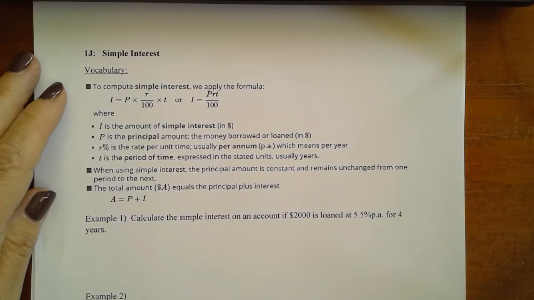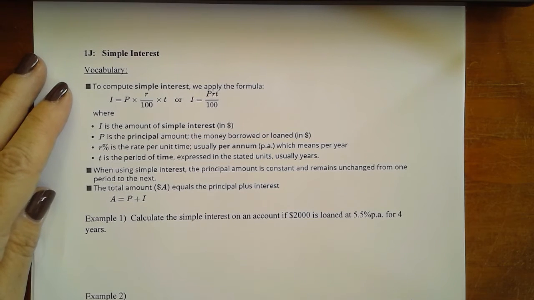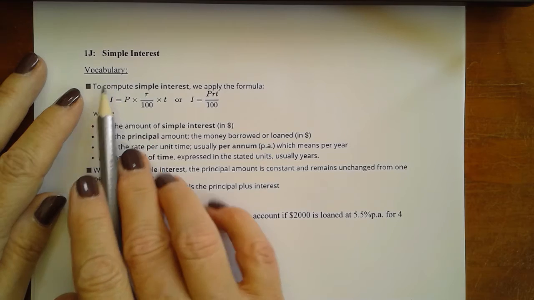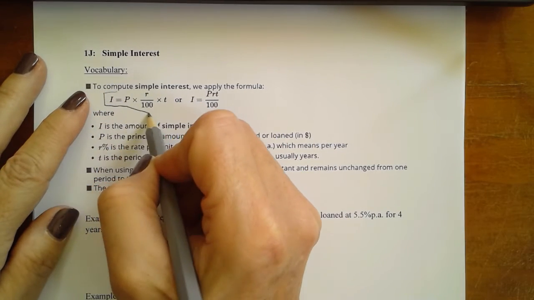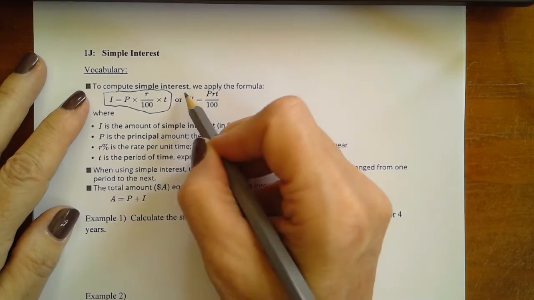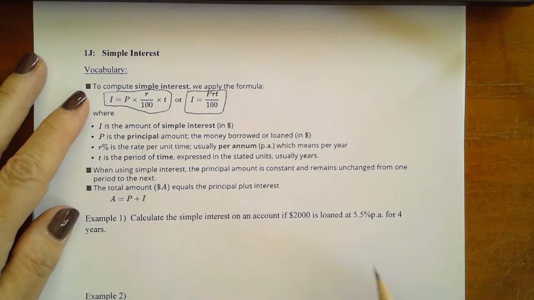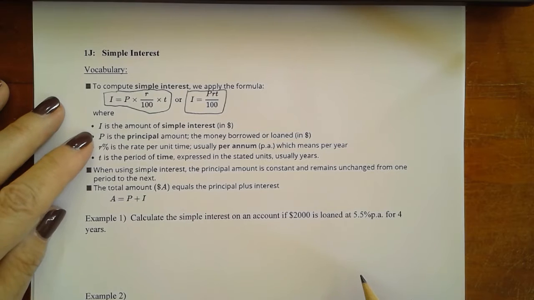These are the notes for 1J, Simple Interest, for Year 9. We're going to talk about vocabulary first. So we're going to talk about simple interest. These are two formulas for simple interest. Either one will do. They both are exactly the same, they're just written a bit differently.